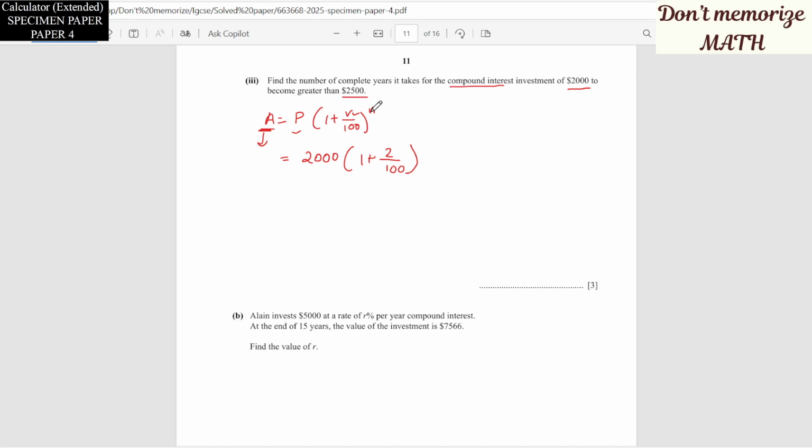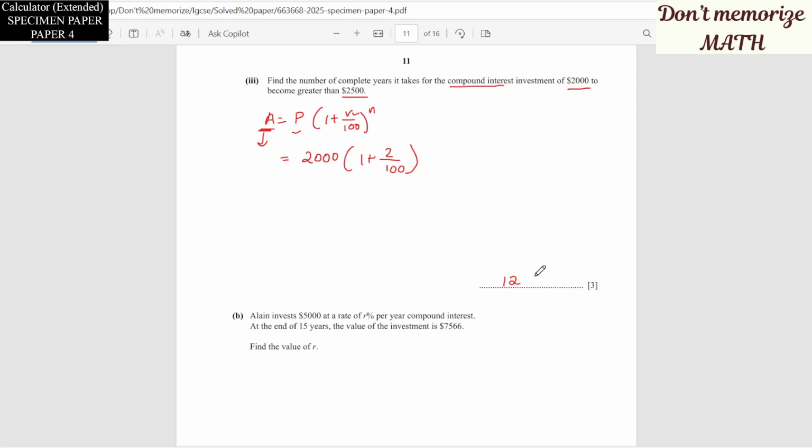Yes, 12 is more than 2500. So just check for 11. 11 is less than 2500. So it will take more than 11 years, more than 12 years to become more than 2500. Okay, so the answer is 12 years.